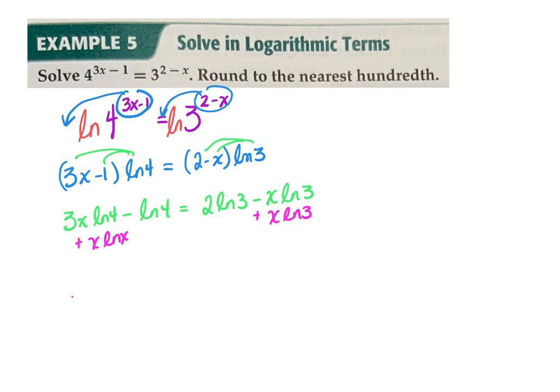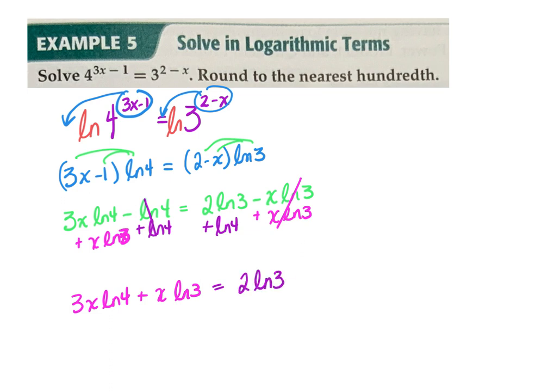Okay, and so on the left-hand side, I have 3x ln of 4 plus x ln of 3. That's a 3 there. Okay, move that guy over. Does that make sense? And then I want everything that doesn't have an x on the other side. So I'm going to move this ln of 4 over here. So on the right-hand side, I have 2 ln of 3 plus ln of 4. Okay? So far, so good?